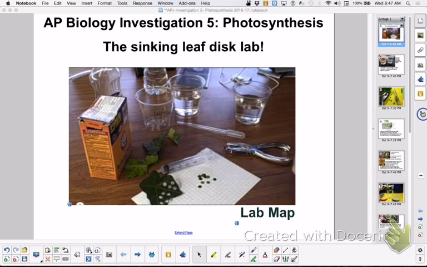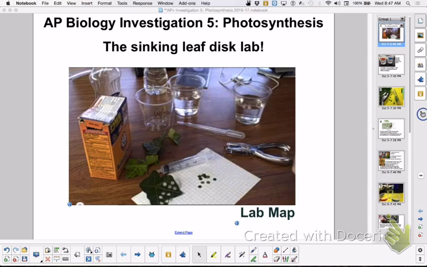Okay, and we're going to discuss Investigation 5, Photosynthesis, the Sinking Leaf Disc Lab. Thank you, Max, for my golden pile of leaves. Perfect. Okay, Sabrina, can you go retrieve a hole puncher from your box of fun and a paper towel?